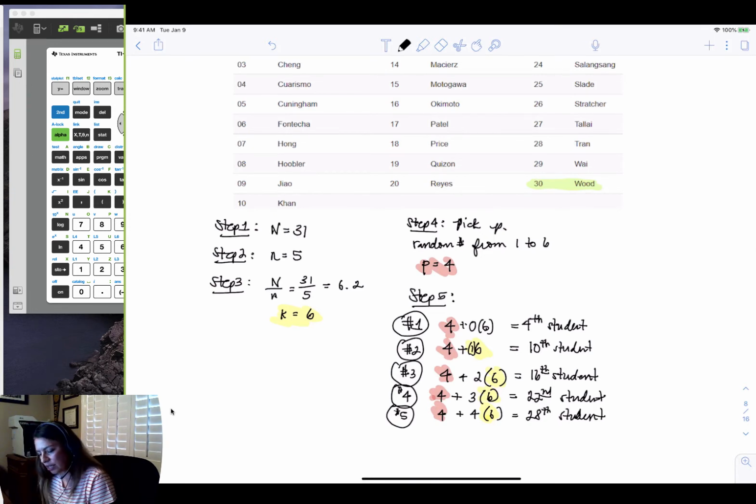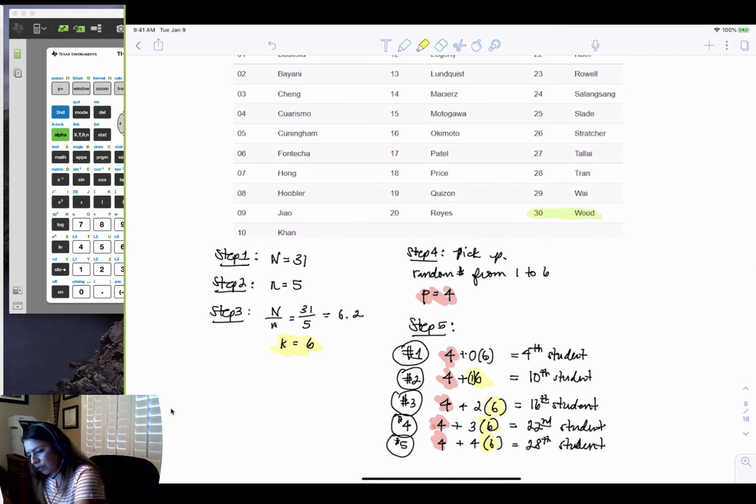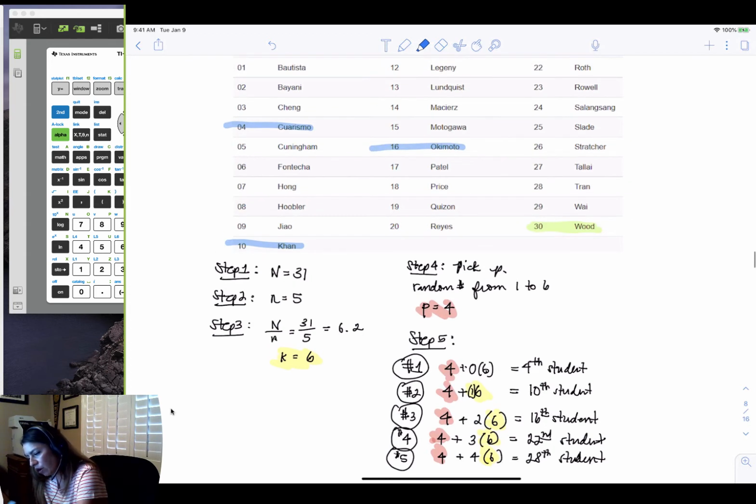Okay, so who are these students? Let me highlight them in a cool color, blue. The 4th student, Quaresmo. The 10th student, Khan. The 16th student, Okimoto. The 22nd student, Roth, and the 28th student, Tran. So those are the students we would select using systematic sampling for a sample of 5 students out of the class.